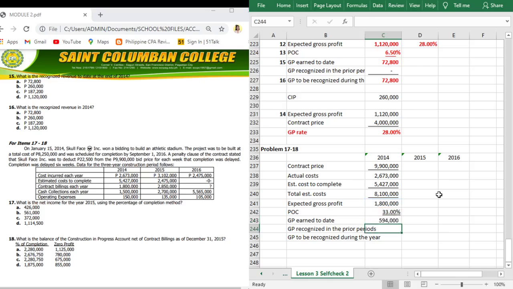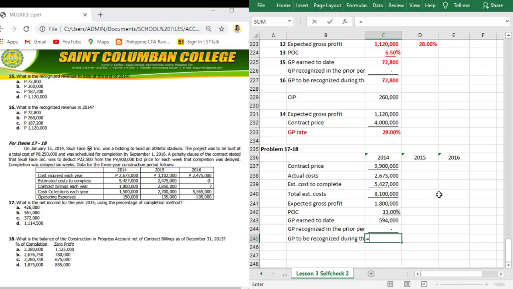So, how much is the gross profit earned to date? 1,800,000 times 33%, that is 594,000. First year pa, so wala pa prior period. Therefore, the gross profit to be recognized during the year is 594,000. But that is not the question. The question is on the year 2015. So, in the year 2015, contract price is the same, 9,900,000.